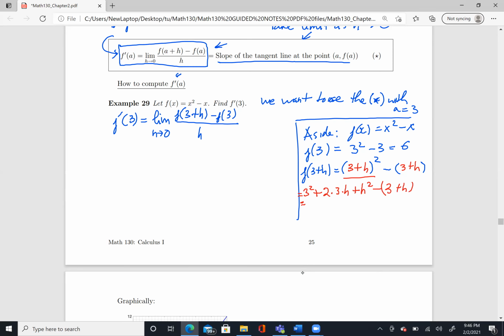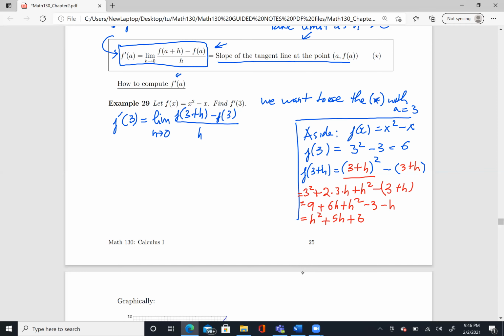And I can simplify one more time. I have 9 plus 6h plus h squared and minus 3. I do distribution for the negative, so minus h. Okay, so now I combine like terms. I have h squared plus 5h, and then plus 6. That is for f of 3 plus h.